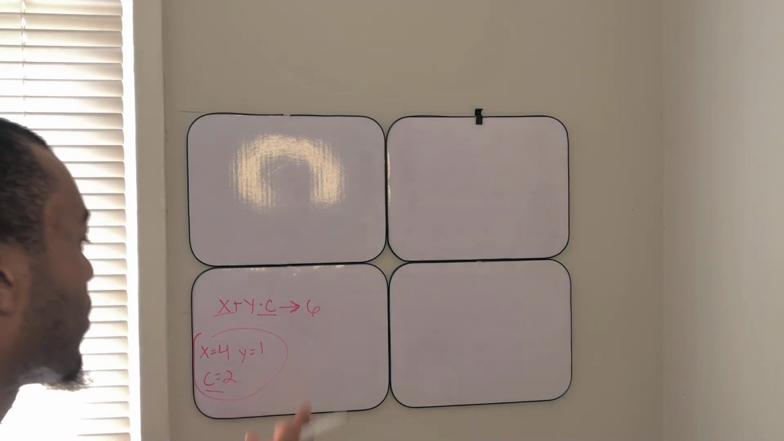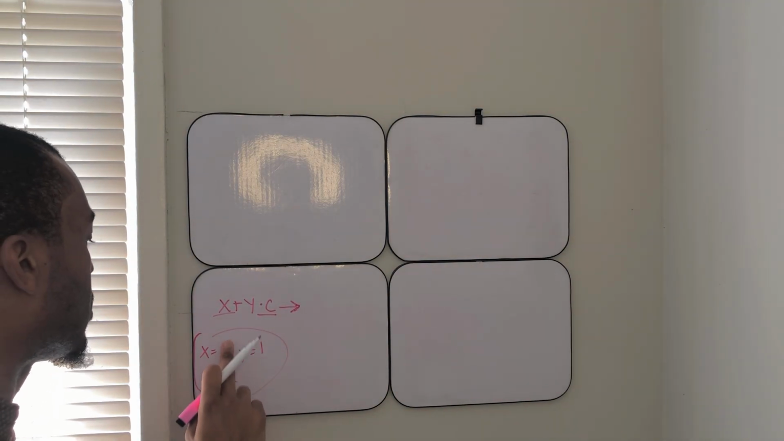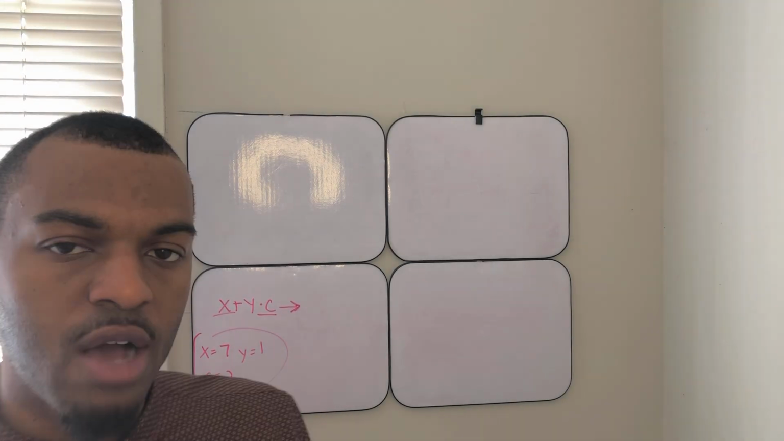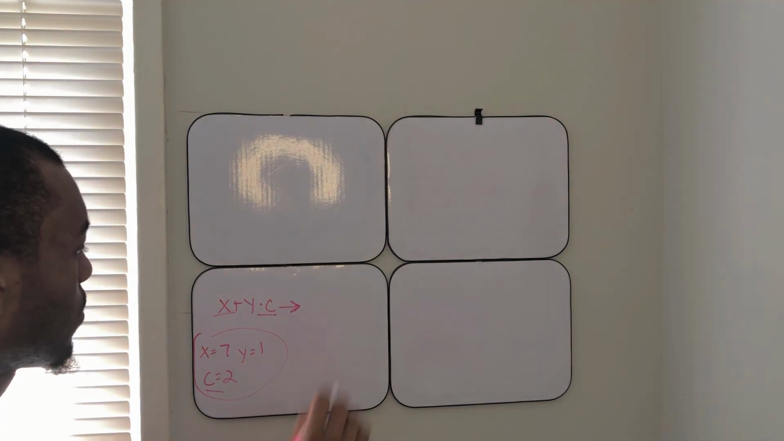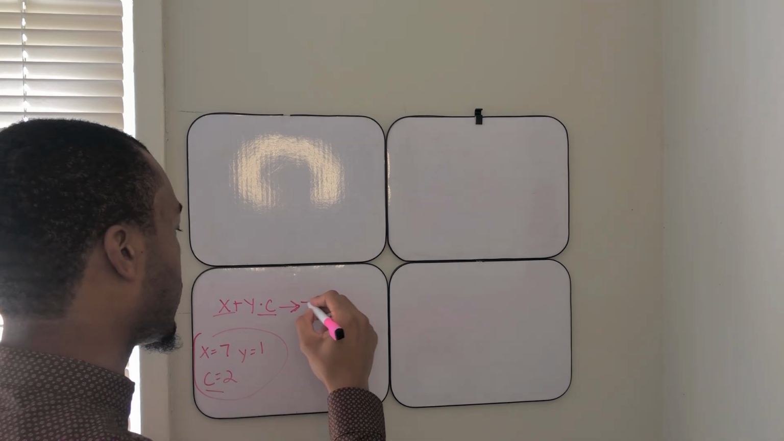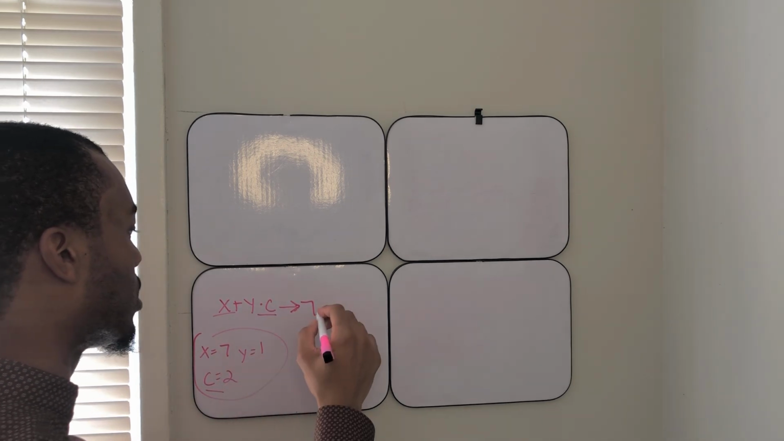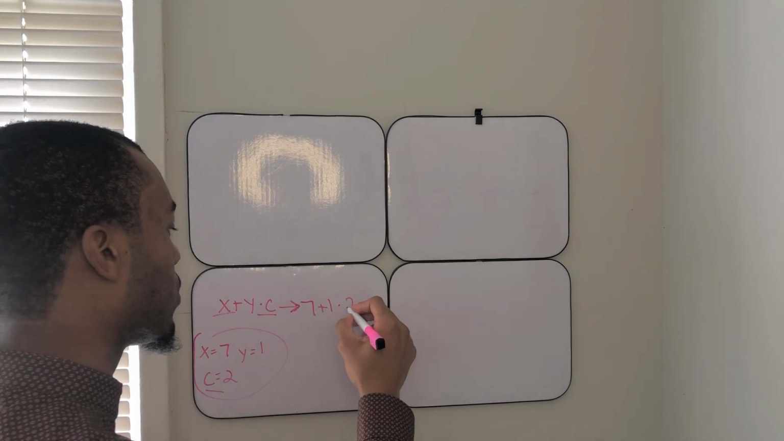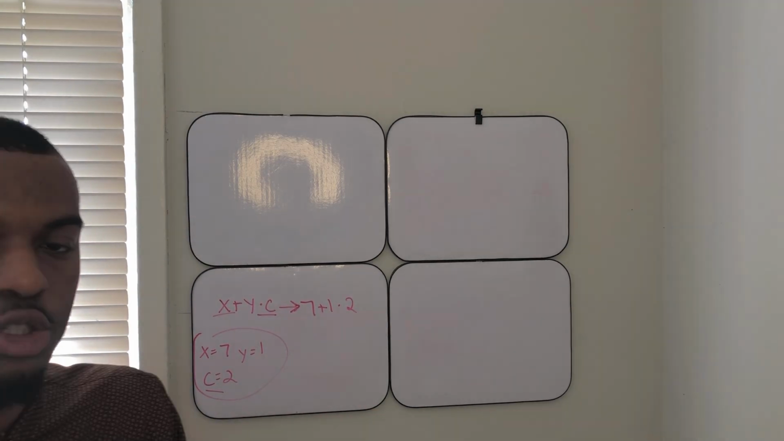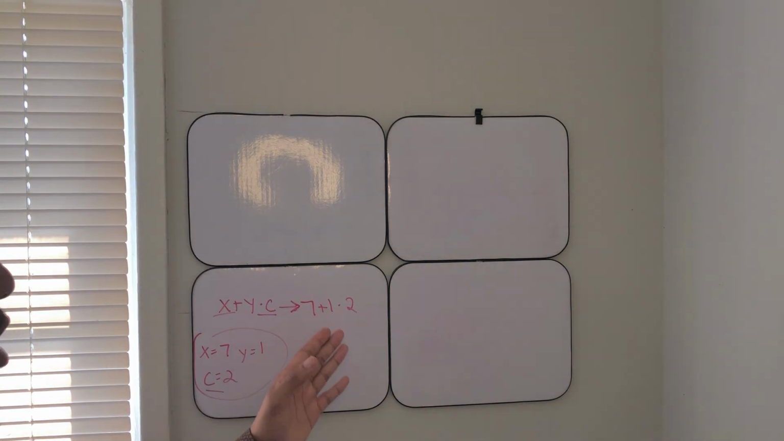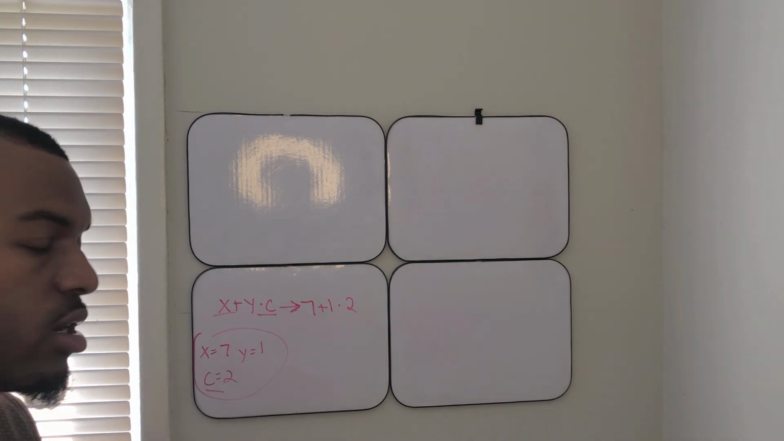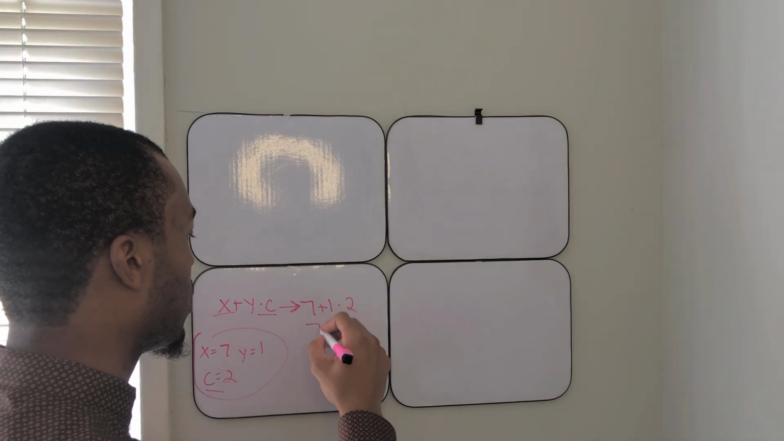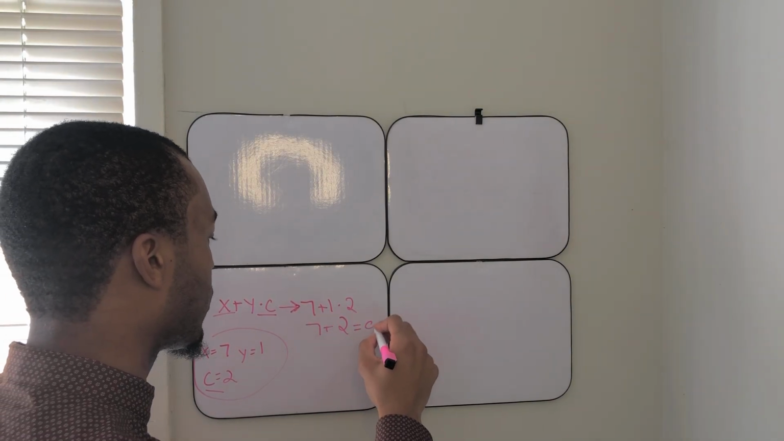So let's change it up real fast. Let's make x 7. Now we're going to reevaluate it and plug in those same numbers. x is 7, y is still 1, and c is still 2. So this is the new expression: 7 plus 1 times 2. When we do the arithmetic, 1 times 2 is still 2, and 2 plus 7 is 9.